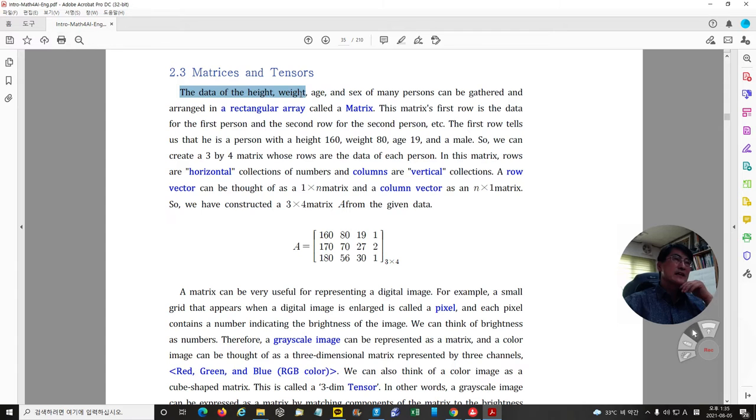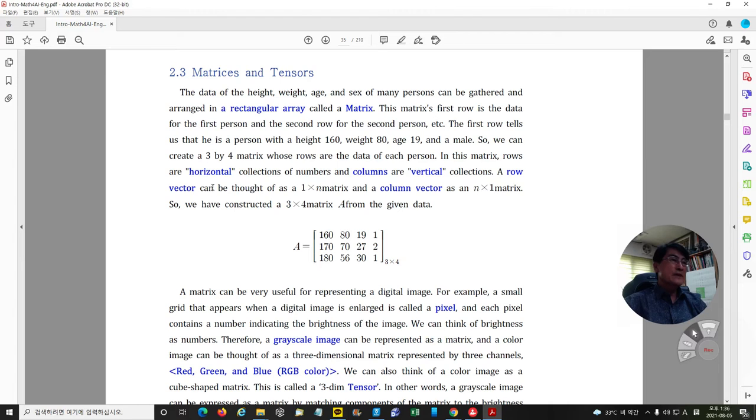The data of height, weight, age, and sex of many people can be gathered and arranged in a rectangular array called a matrix. This matrix's first row is the data for the first person, the second row is the data for the second person, and the third row is the data for the third person. So we can create a 3x4 matrix like this, whose rows are the data for each person. As you can see, rows are horizontal collections of numbers, and columns are vertical collections in the array of numbers.